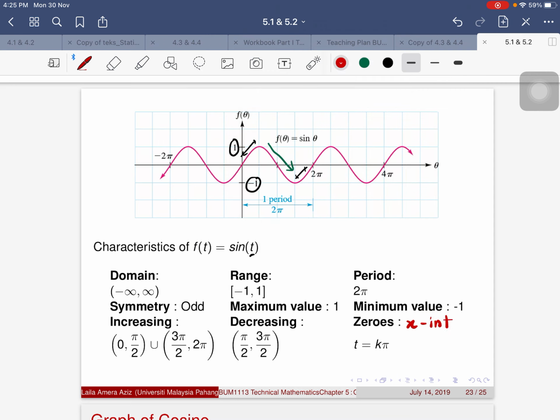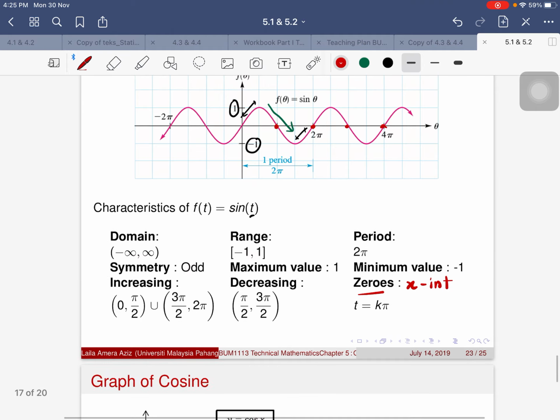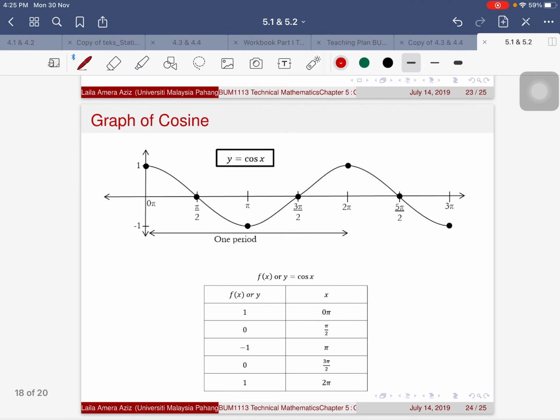So it's actually the x-intercept. Those are called the zeros. And we are going to have zeros at every t equal k pi. So this is pi, this is 2 pi, this is 3 pi, 4 pi, and so on, whenever k is an integer. So you're going to have an x-intercept whenever you are at that point. So that is going to be the characteristic of the sine function.